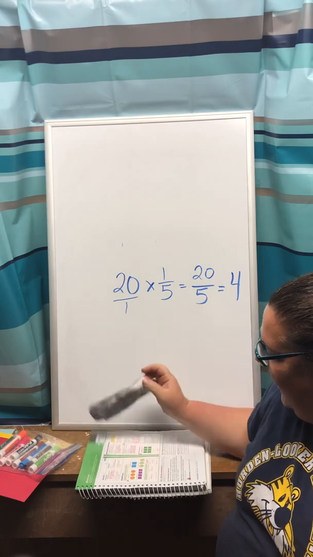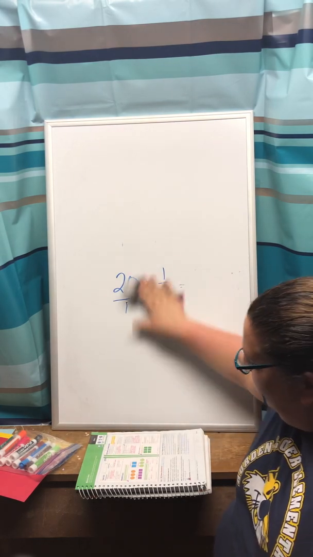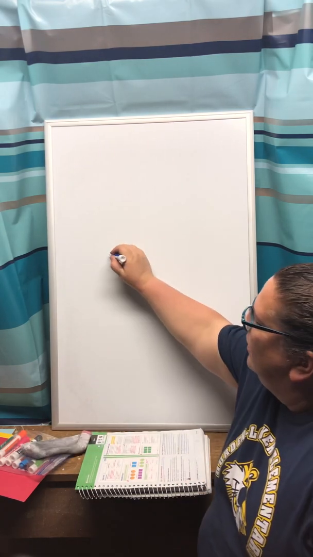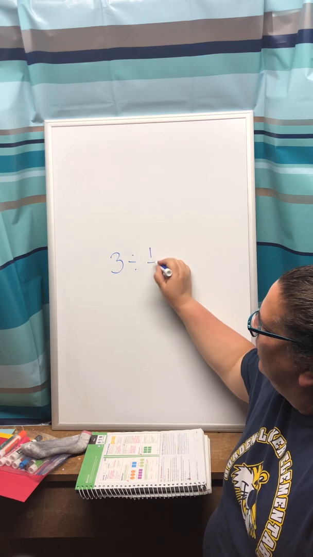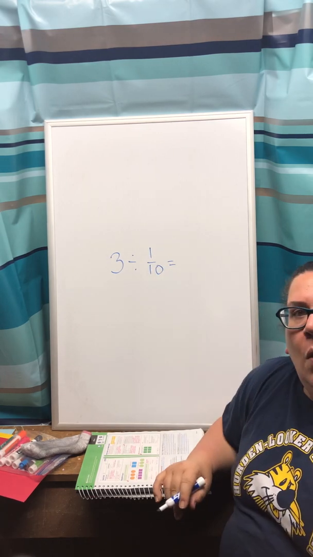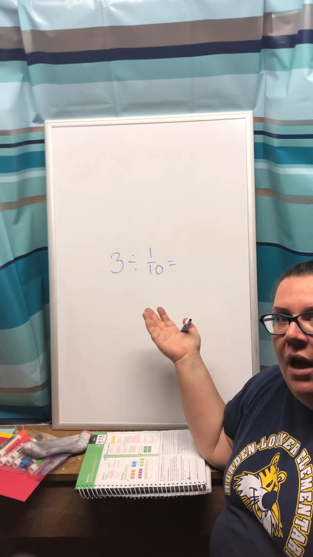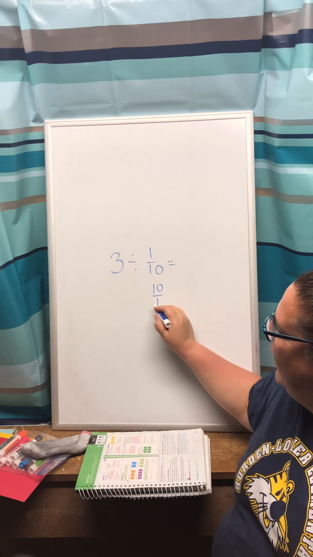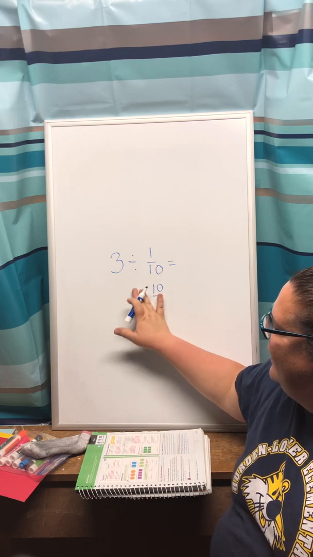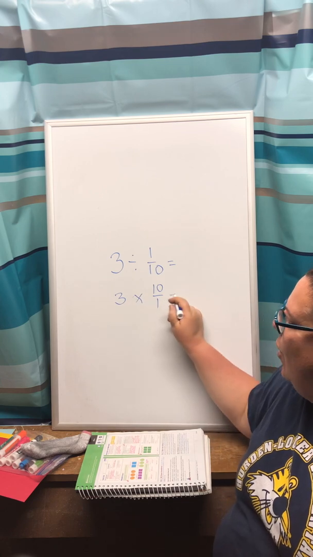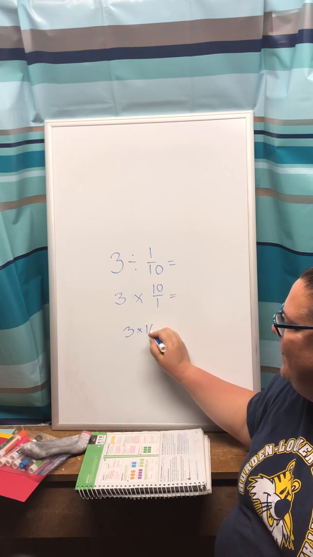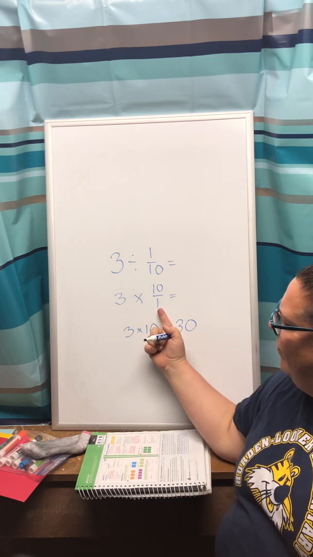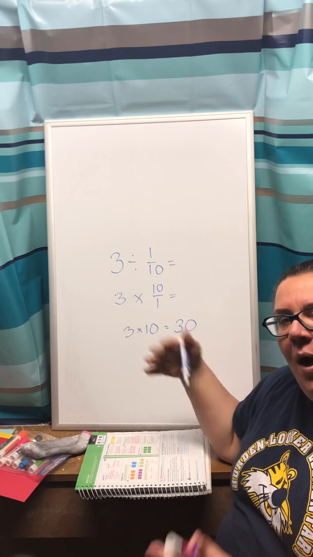For number 3, they want us to find 3 divided by 1/10. So again, I'm going to flip over that fraction first. So I'm going to say 10 over 1. I'm going to turn that into multiplication. So really I'm doing 3 times 10, which gives me 30. Okay, because I'm basically dropping the 1 because 10 over 1 is the same as 10.